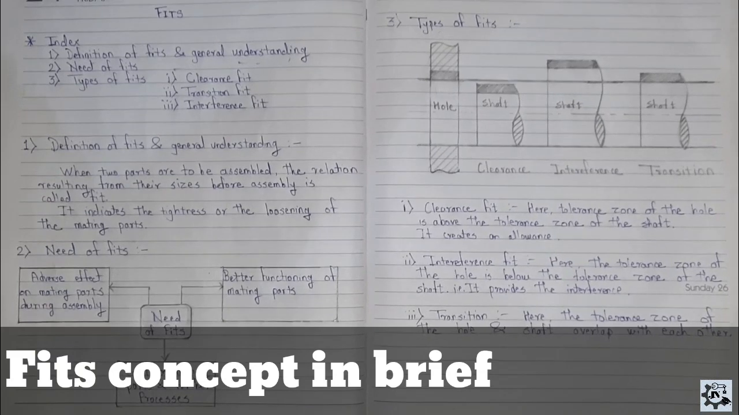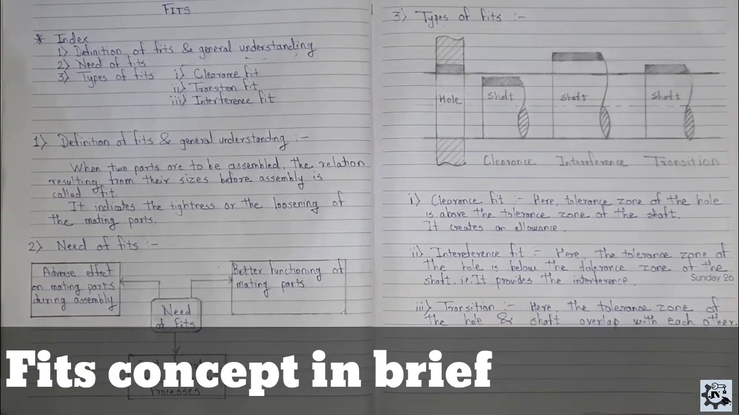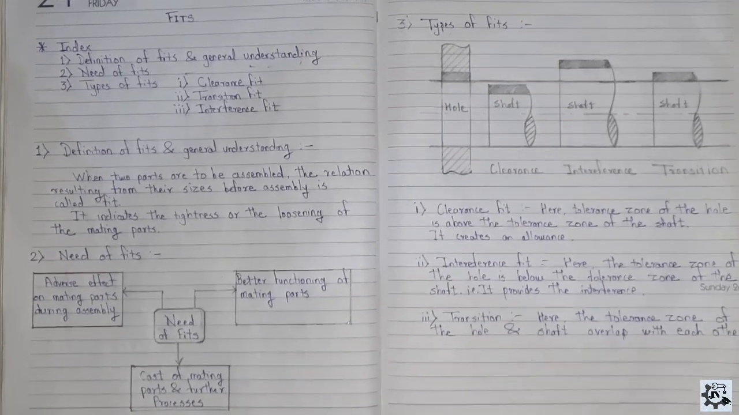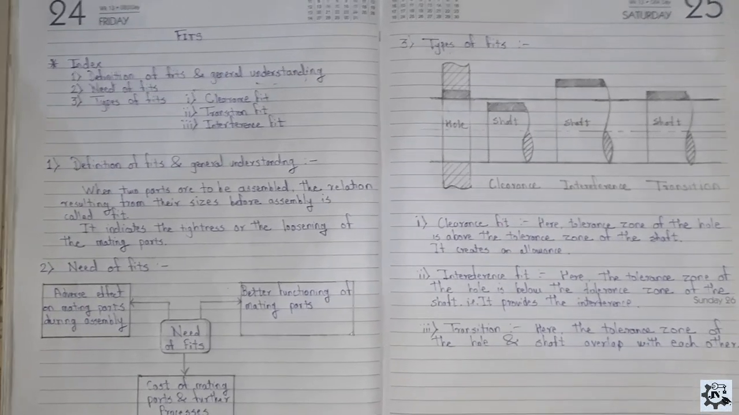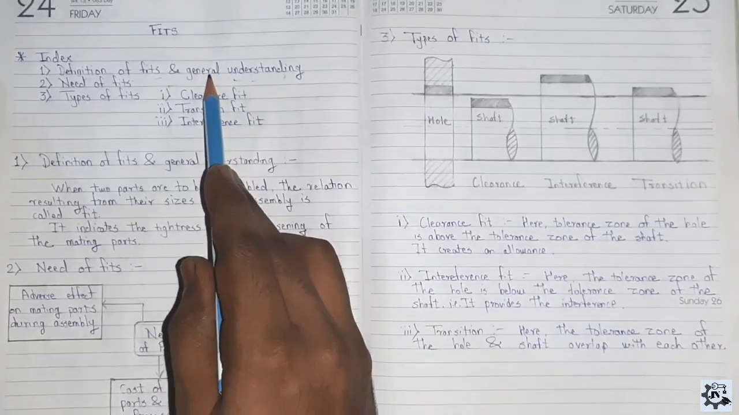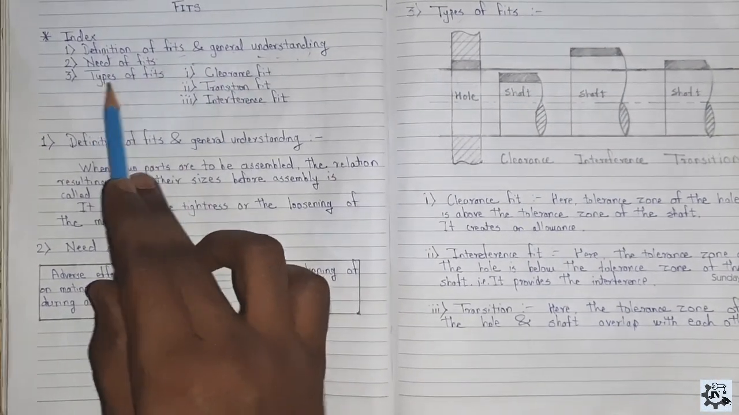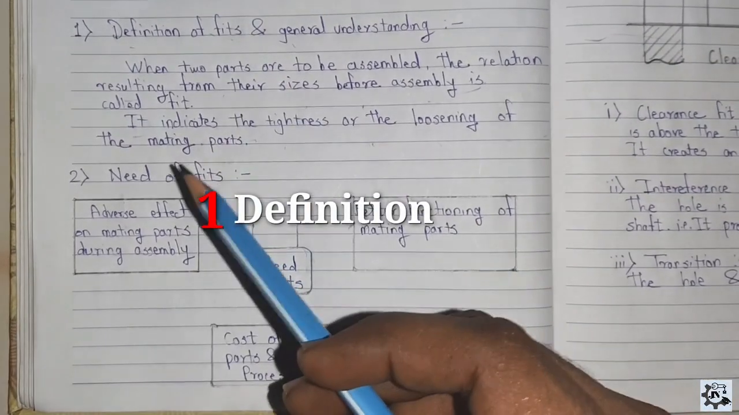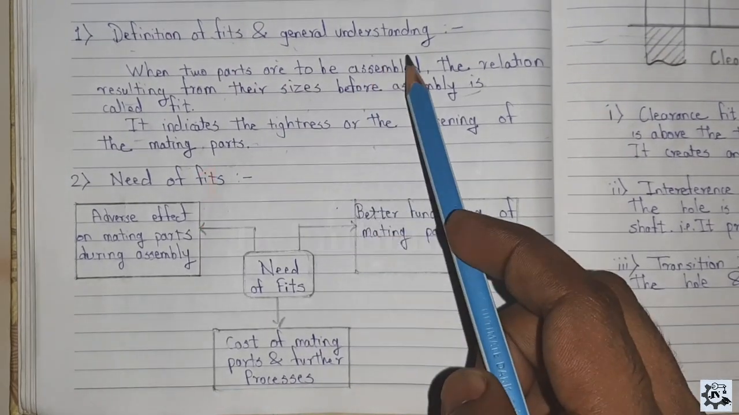Last time we learned about one of the basic concepts from metrology, that is tolerances. Now let's have a look at a new concept, that is fits. We will cover the whole fit concept in brief in three different sections. First is definition of fits and general understanding, second is need of fits, and third is types of fits. So let's start with the first, that is definition of fit and general understanding.